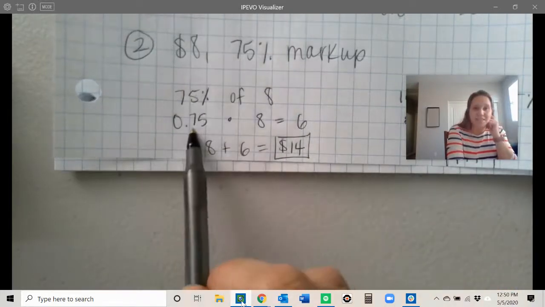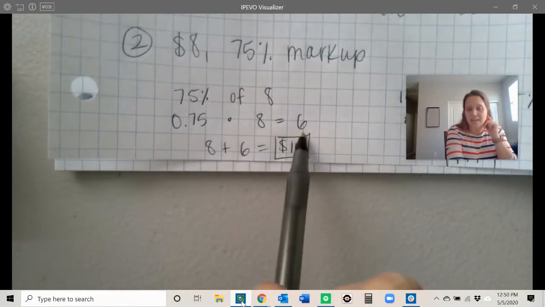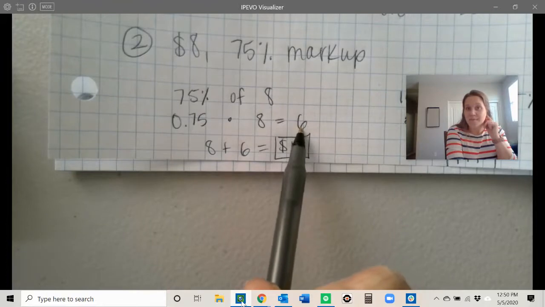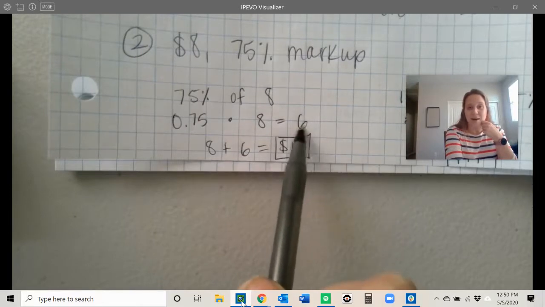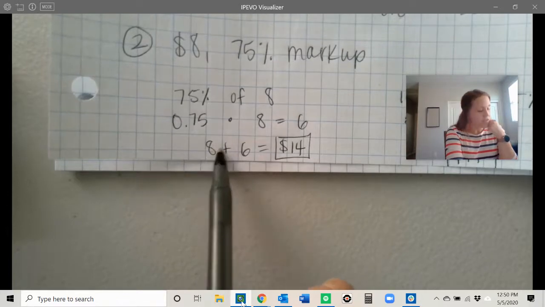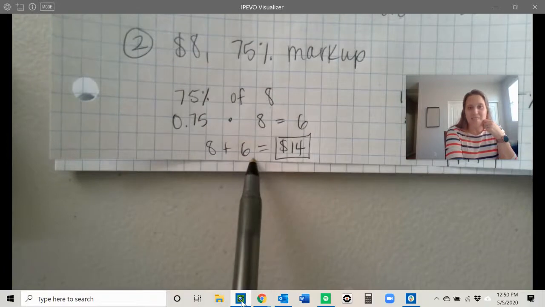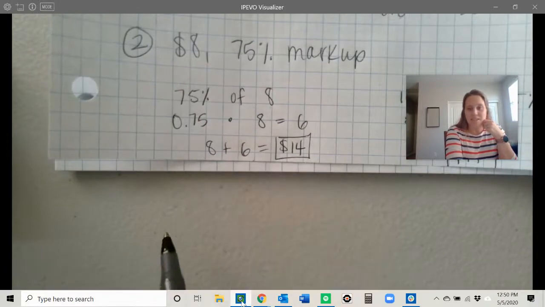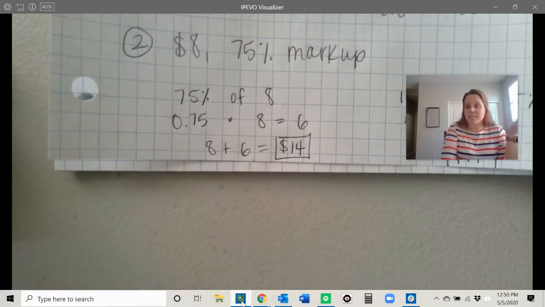So I changed that to 0 and 75 hundredths times 8, and I got 6. Is 6 the new price? No, 6 is the markup. It's 75% of the original price. So what I had to do is take that markup and add it to the original price. So the original 100% total whole value plus the markup equals $14. So on a rainy day, he can increase the price of his umbrella to $14 instead of just 8.